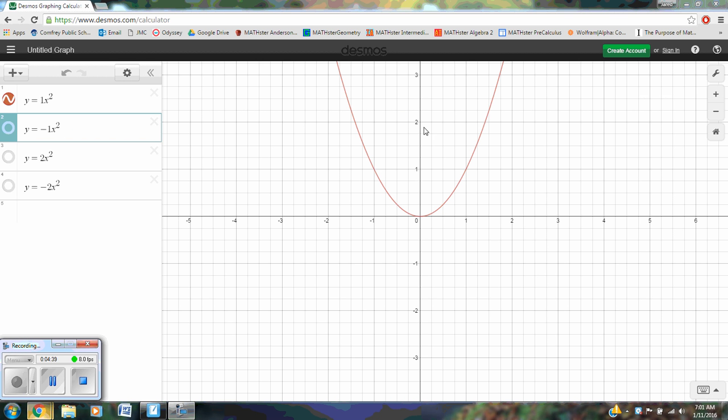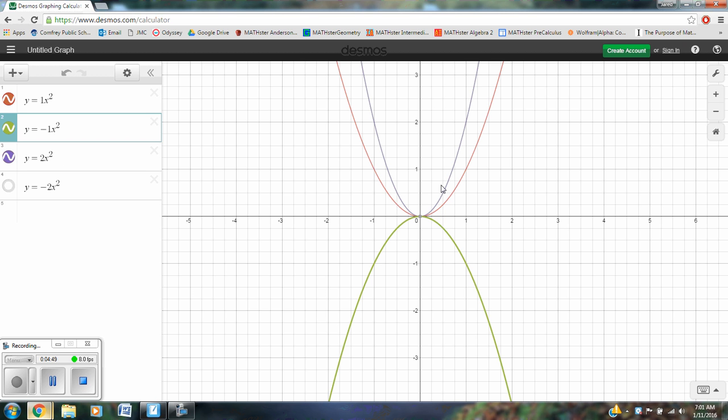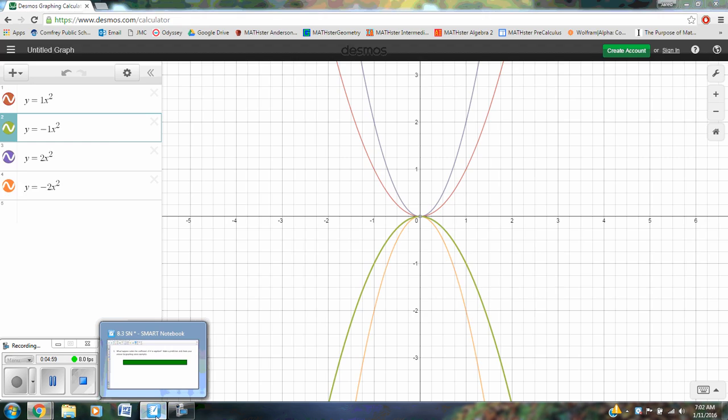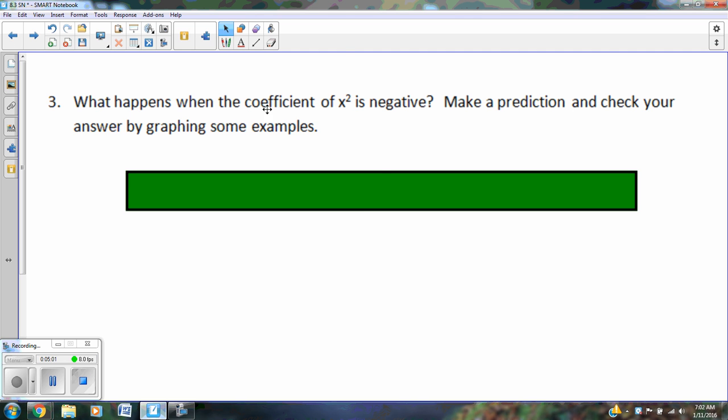All right, here we have our graphing calculator. Again, we start off with this 1x squared. If I add in a negative 1x squared, notice it looks the exact same, only it's flipped and it's going downwards. If I add in a 2x squared, remember that makes it narrower. If I do a negative 2x squared, it's still just as narrow, but it's flipped and now it's upside down. It's opening downwards. So what happens when we have a negative coefficient in front of x squared?